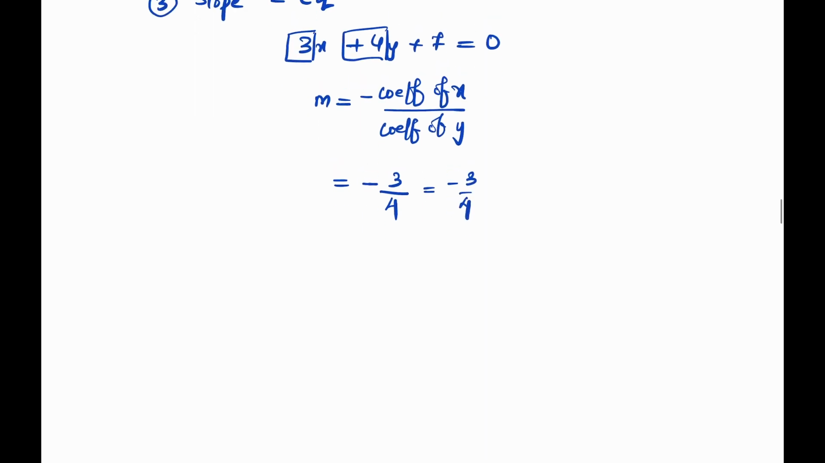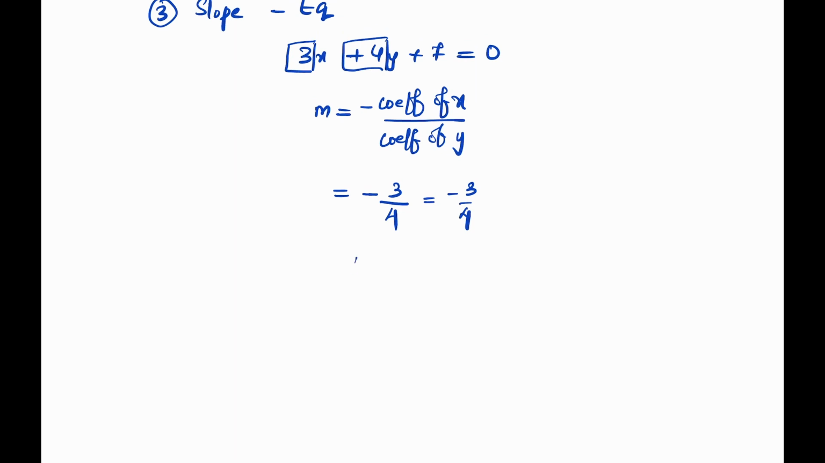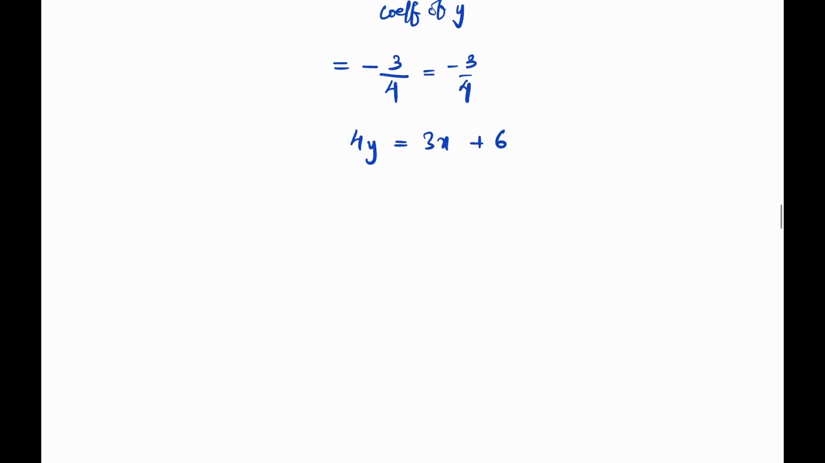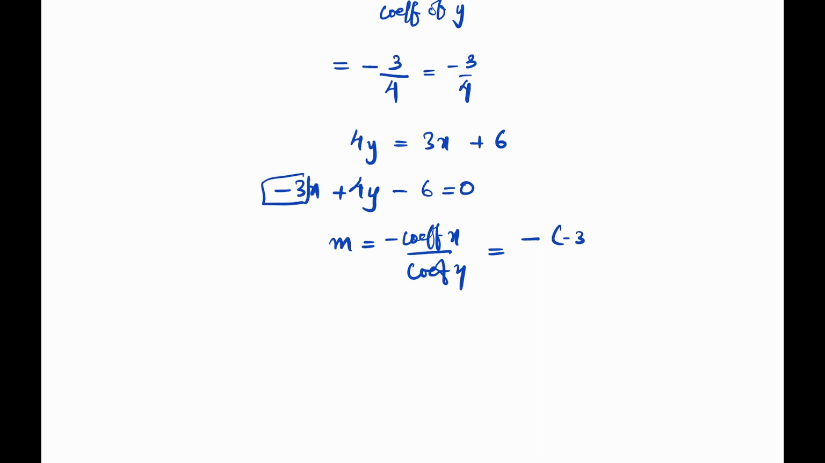Another example, let's say we have this situation, 4y is equal to 3x plus 6. So in this kind of situation, first what you do is you shift everything towards the left. So you'll get here minus 3x plus 4y minus 6 is equal to 0. So in this case, m is equal to again minus coefficient of x by coefficient of y. So which is equal to minus coefficient of x, which is minus 3, and coefficient of y is plus 4, so which will become 3 by 4.